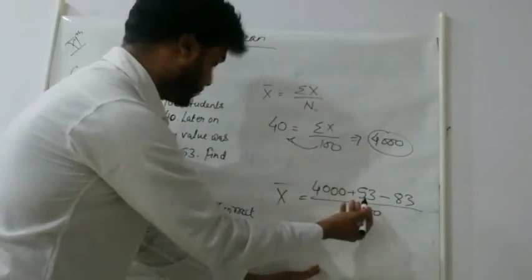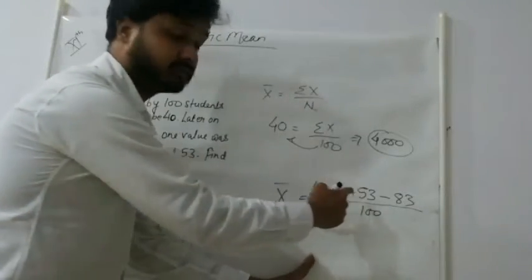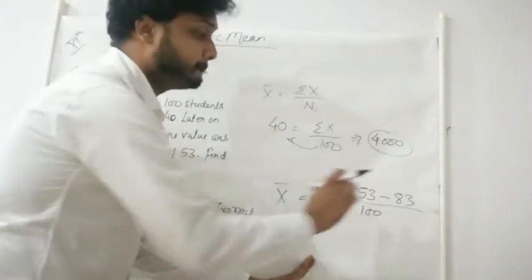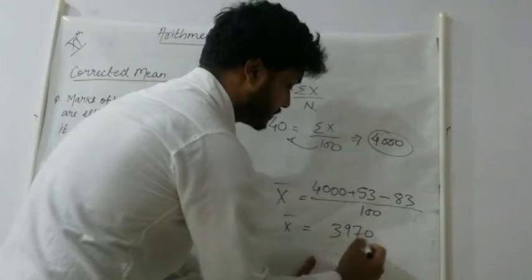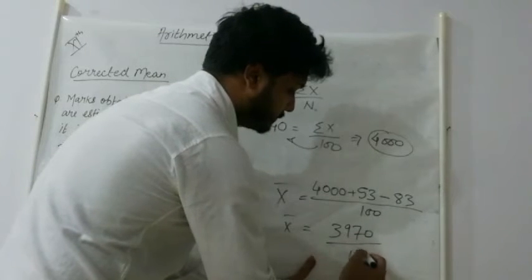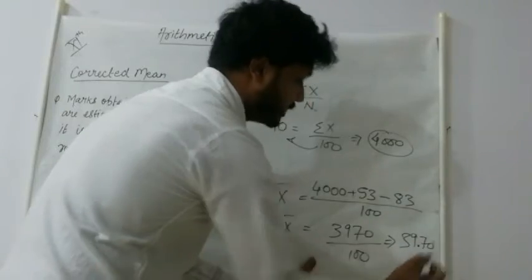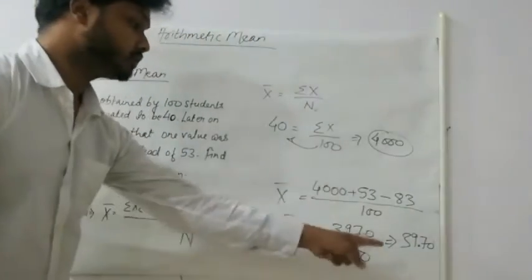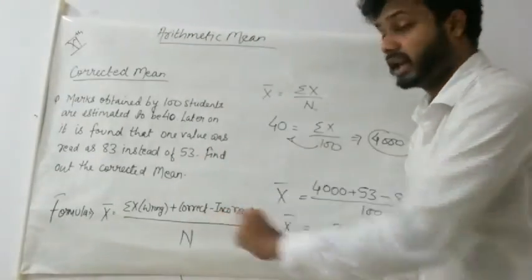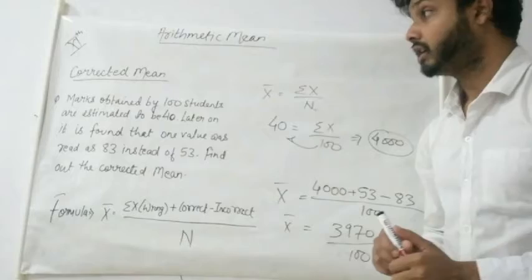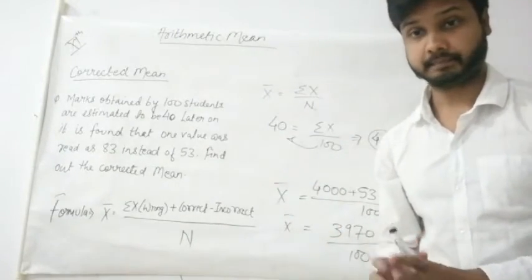Okay, so we just need to solve this. See here, 4000 plus 53 will be 4053 minus 83, which will come to 3970. Divide by 100 and we will get our correct mean as 39.70. So students, this is how we can find the correct value of mean by applying this formula. Okay, now we will see the next topic which is related to missing frequency.